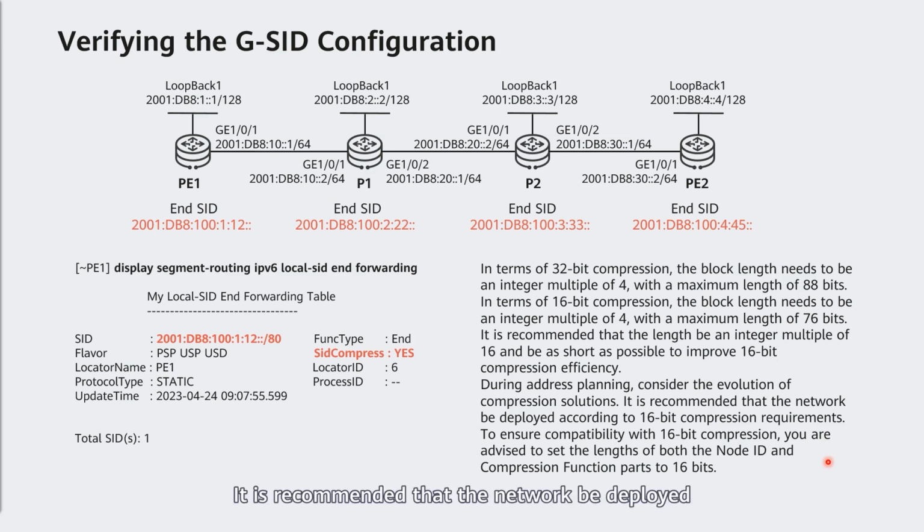It is recommended that the network be deployed according to 16-bit compression requirements. To ensure compatibility with 16-bit compression, you are advised to set the lengths of both the node ID and compression function parts to 16 bits.